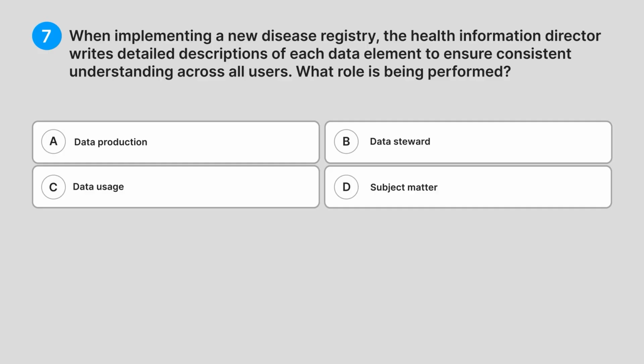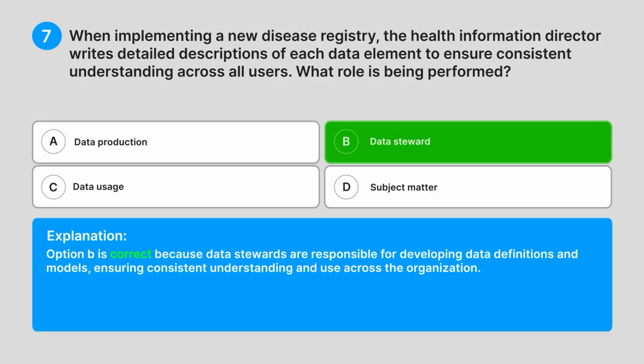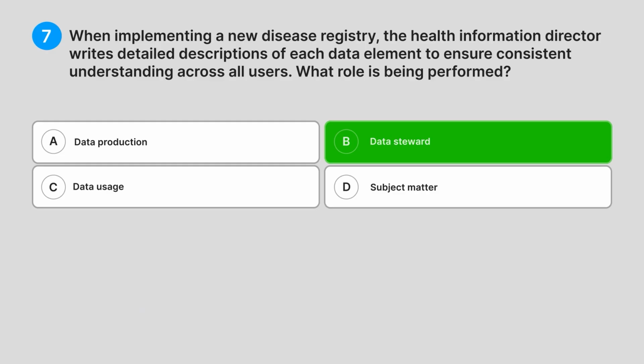Correct answer, B. Data steward. Explanation. Option B is correct because data stewards are responsible for developing data definitions and models, ensuring consistent understanding and use across the organisation.